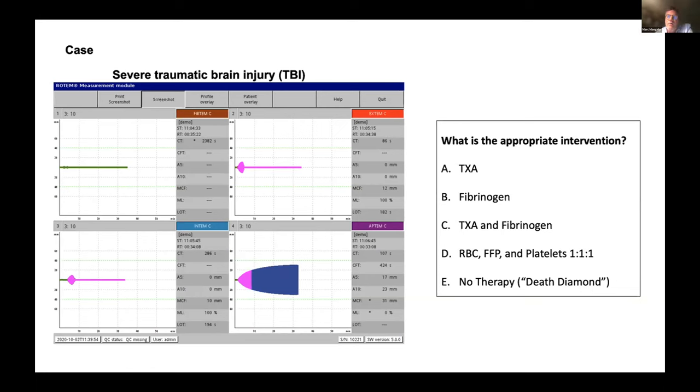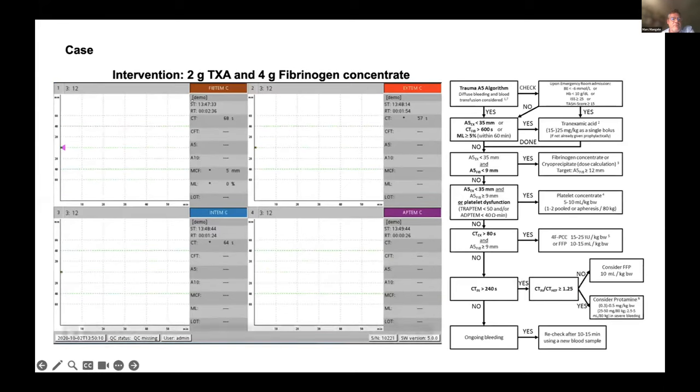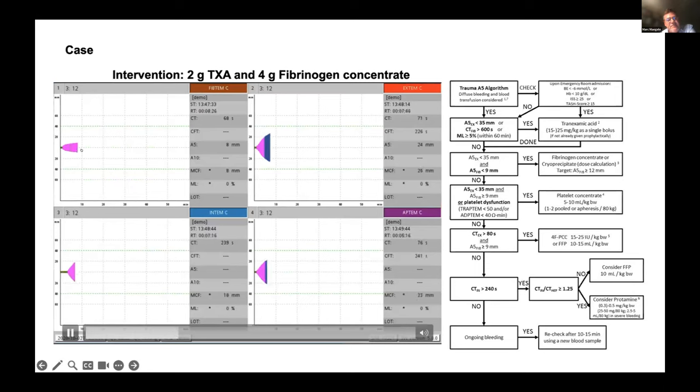And so what would have been the appropriate intervention for this patient? Obviously, tranexamic acid and fibrinogen. But I would like to highlight that it is even important to keep the sequence of administration in your head, because you need to block the lytic process in the body first before you add substrate in the form of fibrinogen to the patient. And as you can see here, the patient received 2 grams of tranexamic acid and 4 grams of fibrinogen. And this is a dynamic example of an evolving clot in the viscoelastic testing assays.